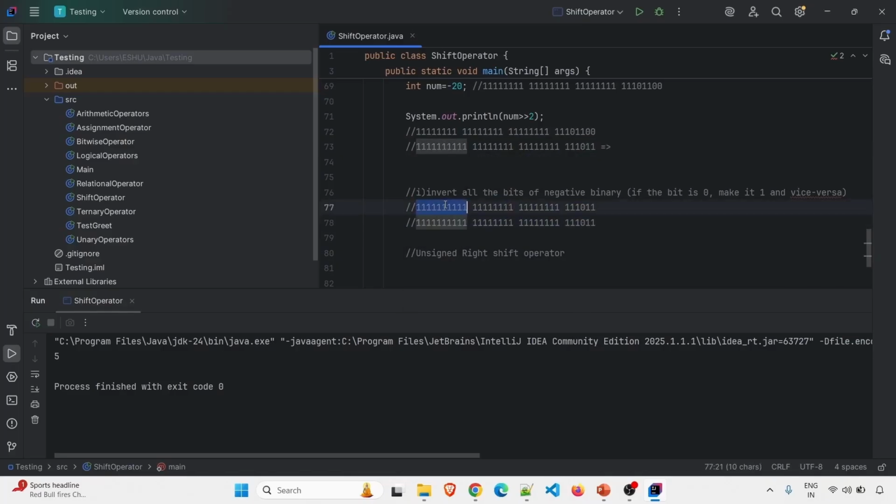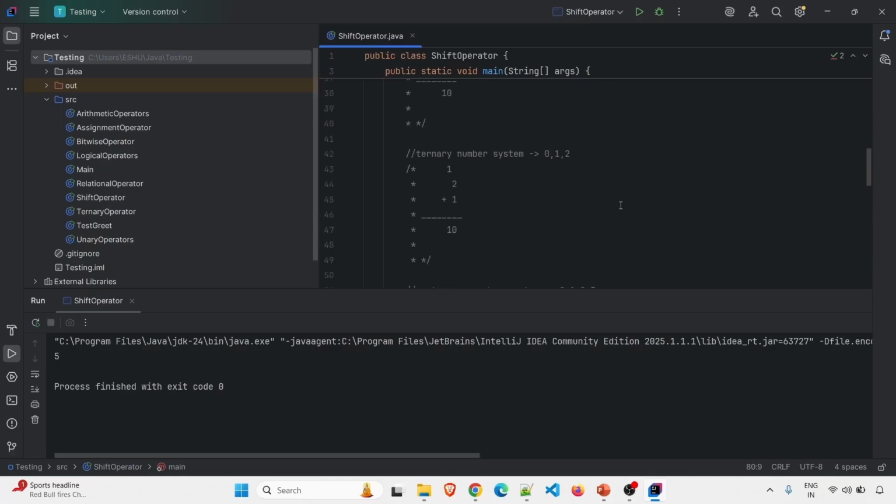After inverting, this will become 0. This will also become 0. This will also become 0. Triple one becomes triple zero, and we will get 1, 0, 0. I will just align these numbers. So now this is the output.